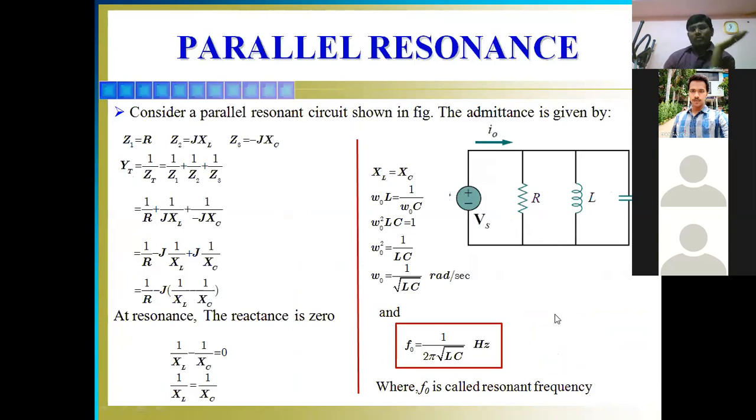Okay, so I think it's clear. If you have any doubt, ask me. If it is clear, say yes in the chat box. If you have any doubt, type in the chat box. I will explain once again. If you have any doubt, raise your doubt so that I will explain once again.